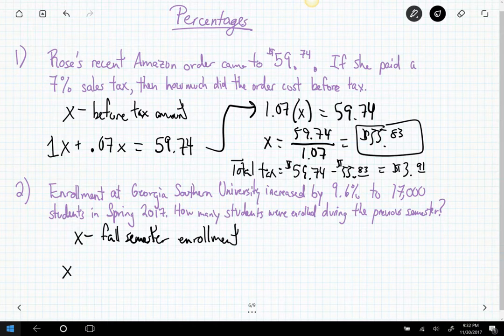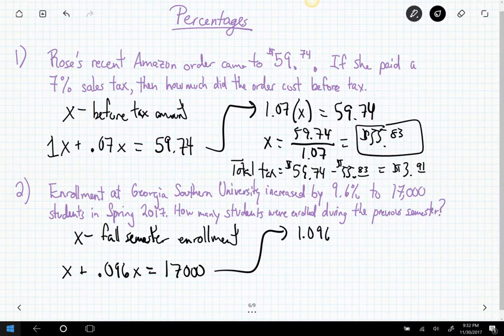And you see these percentages happen a lot. So you can write x plus, and then we've increased x by 0.096, and that should equal 17,000. So notice another way to write this is 1.096x, and that's because it's a percent increase. You kind of see those in the homework assignments and things of that nature, or I should say quizzes. So what we can do now is divide both sides by our 1.096.